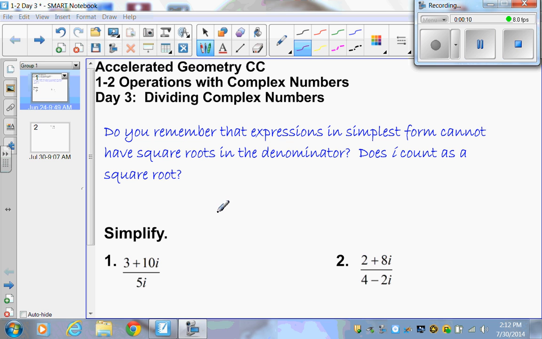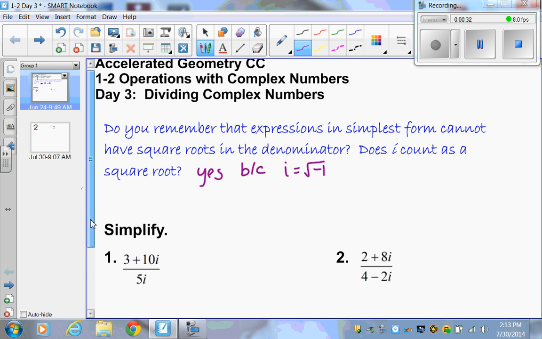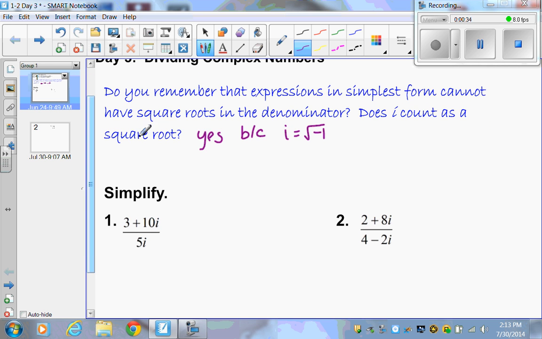To begin, do you remember that expressions in simplest form cannot have square roots in the denominator? Does i count as a square root? The answer is yes, because i is really equal to the square root of -1. So if we can't have square roots as a denominator, you also cannot have i as the denominator. So let's look at what we do when we have i in the denominator.